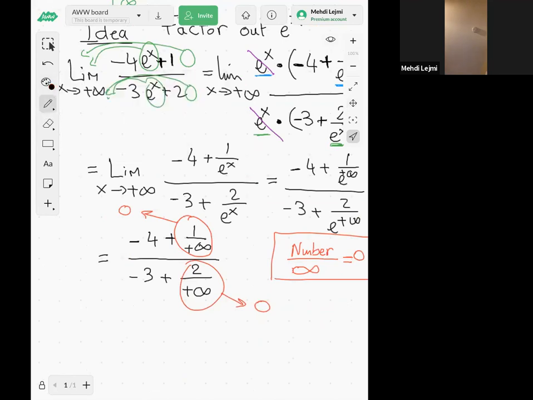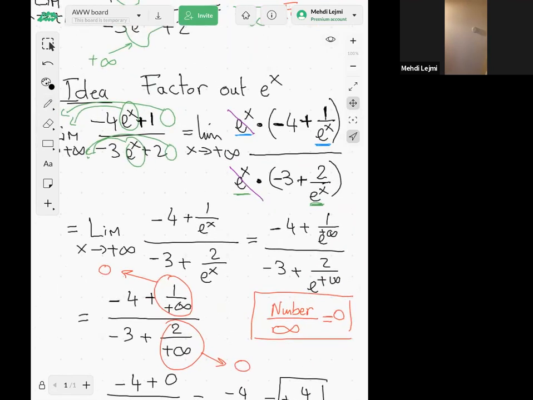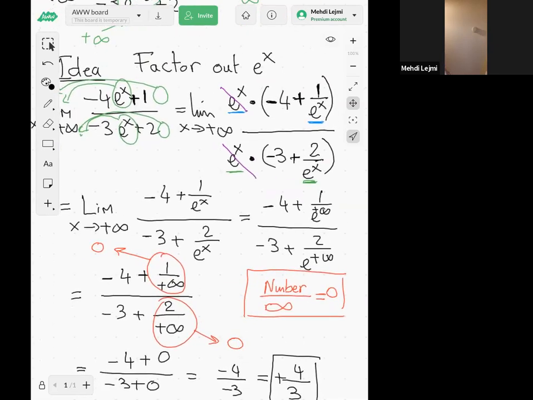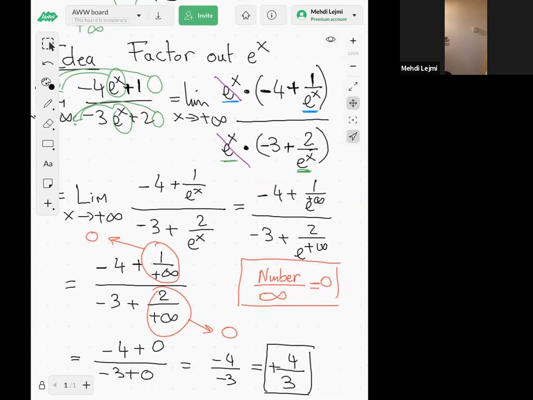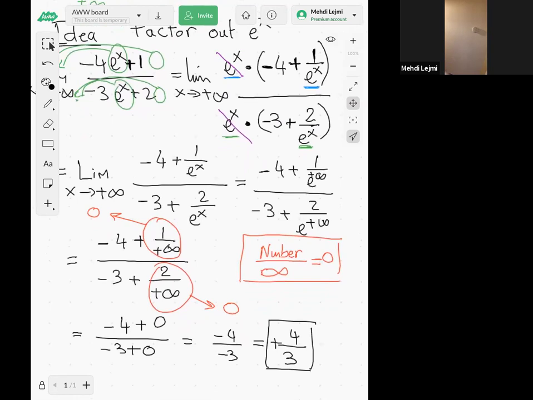So this is equal to negative four plus zero over negative three plus zero. So it's negative four over negative three, which is of course positive four over three. So the answer is four over three. All right, so you see guys, the idea here is to factor out e to the x, because once you factor out e to the x, you're going to have one over infinity, and one over infinity is not indeterminate. One over infinity is zero.